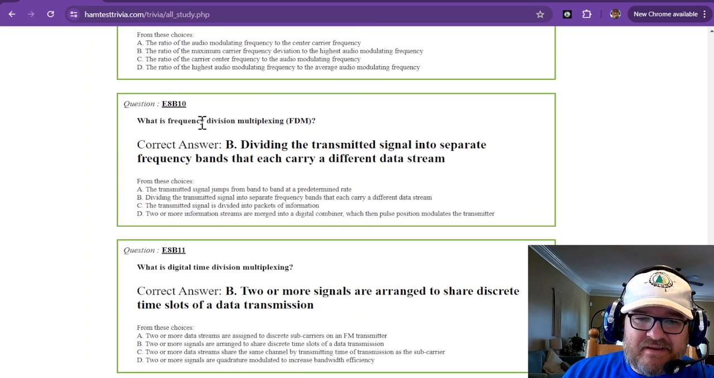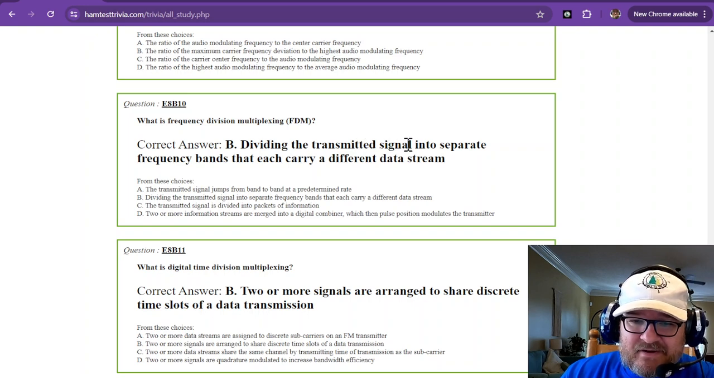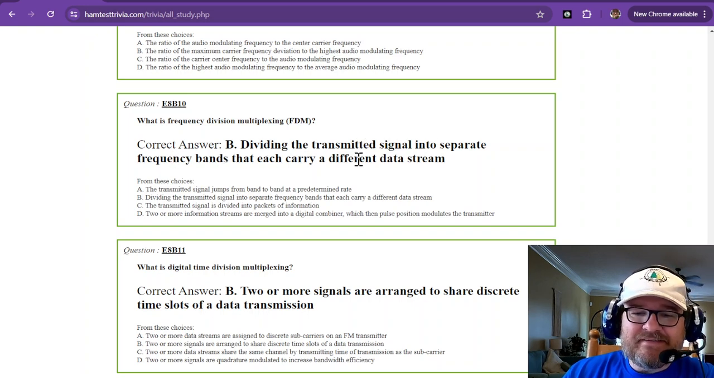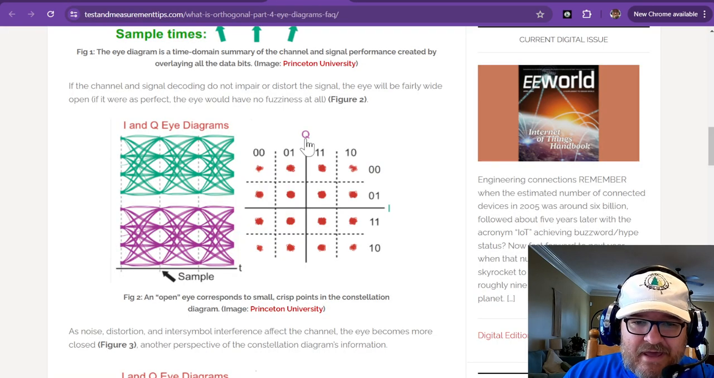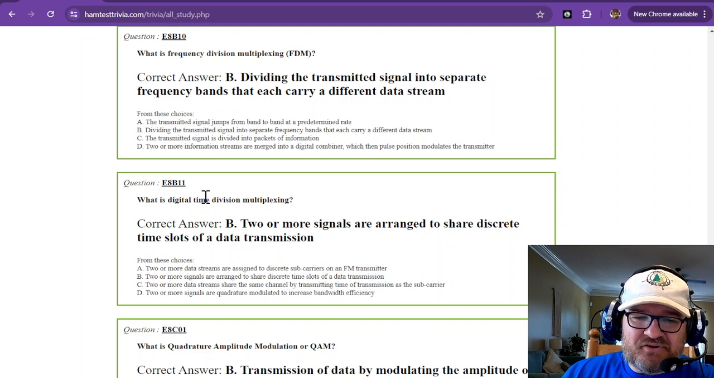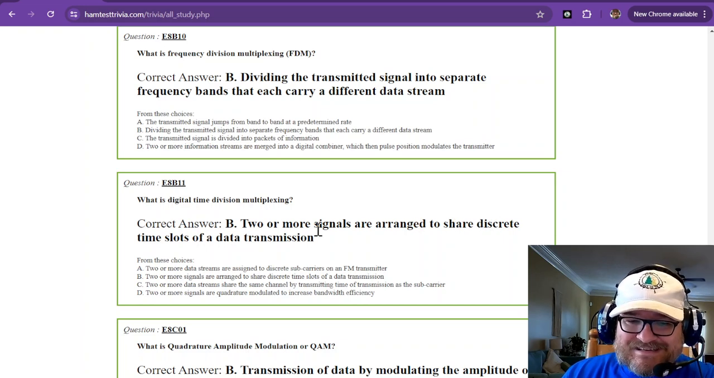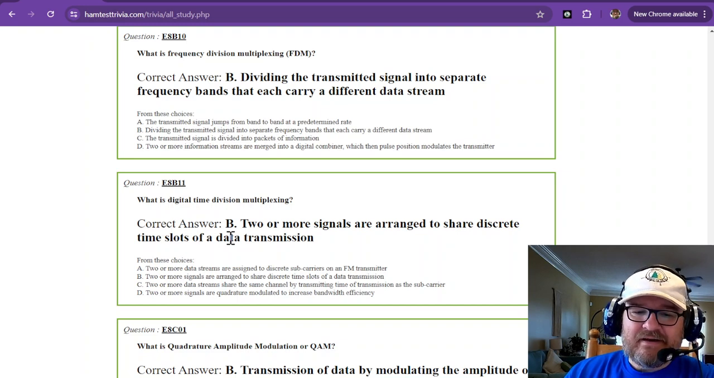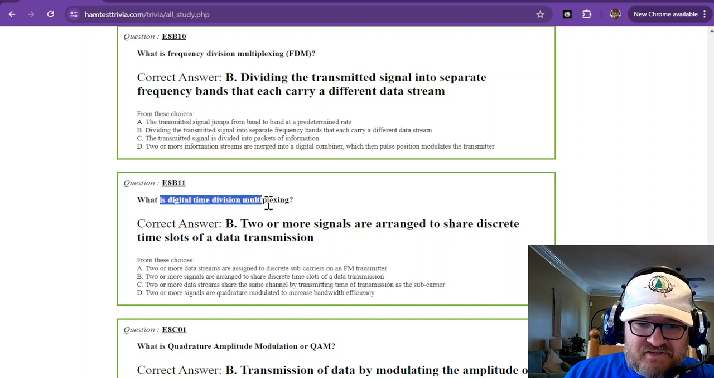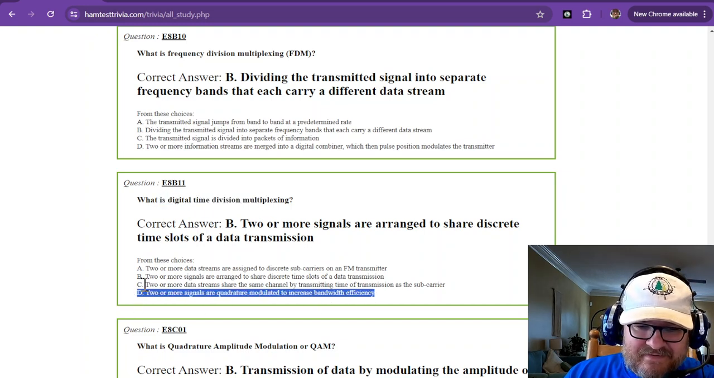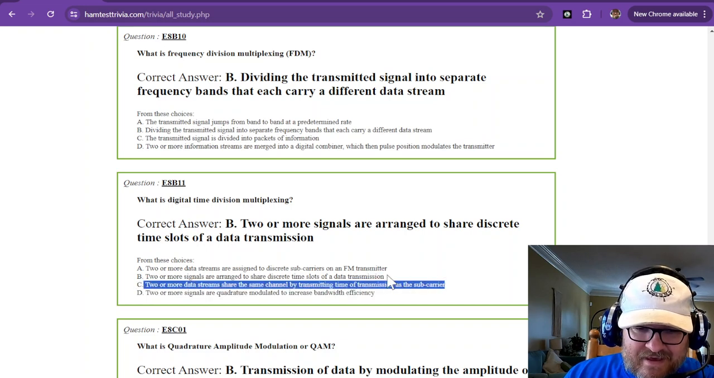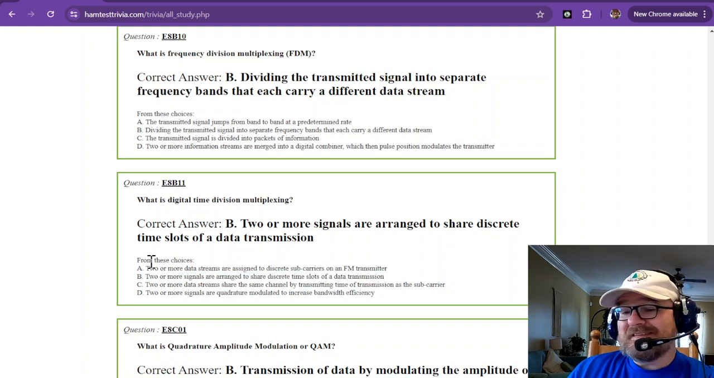You got this. Frequency division multiplexing is OFDM. It's, again, dividing the transmitted signal into separate frequency bands that carry a different data stream. OFDM, FDM, same diff. And that's where you get this right here. Frequency instead of what the next one is going to be talking about. What is digital time division multiplexing? That's where two or more signals are arranged to share discrete time slots of a data transmission. So let's see, digital time. How many of these say time in them? That doesn't say time. That doesn't say time. This one does say time. So you can remember that one with time.